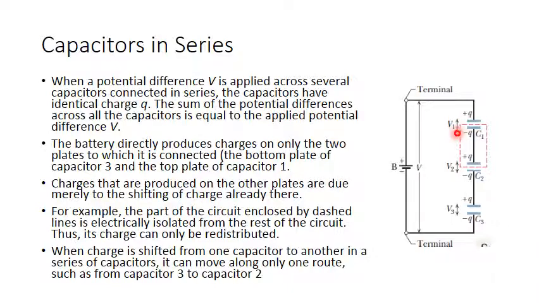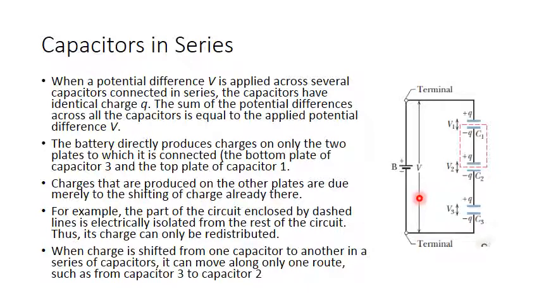at capacitor 1 multiplied by the value of capacitor 1 would equal Q. So C1 multiplied by V1 would be Q. C2 multiplied by V2 would be Q. C3 multiplied by V3 would be Q. And the potentials V1 plus V2 plus V3 should equal the total potential of the feeding battery.